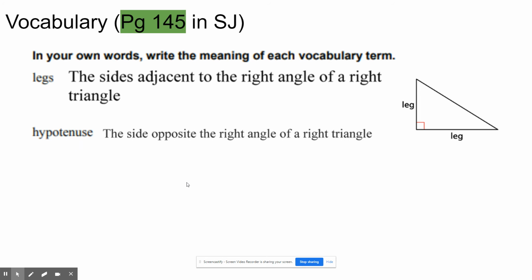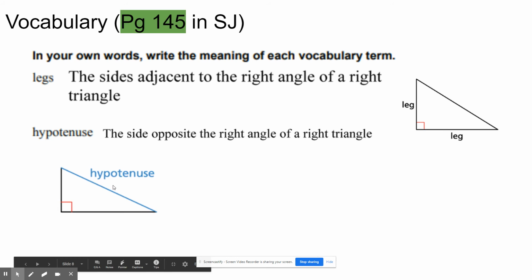The hypotenuse is the side opposite the right angle. It's the longest side of your triangle. It's important to know where these are because you need to know, when you're finding congruent pieces, if you're finding a congruent leg or you're finding a congruent hypotenuse.